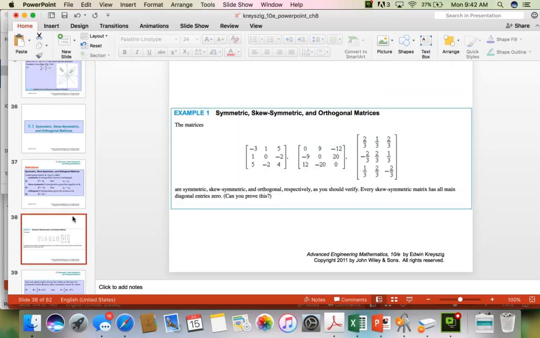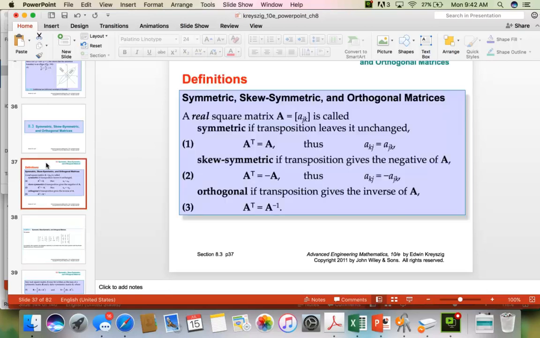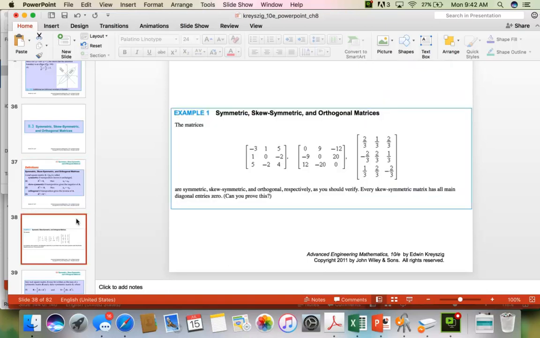So here are just some examples that show a symmetric matrix, a skew-symmetric matrix, and an orthogonal matrix. And obviously the way you would verify that these are true would be to do the operations listed here under items 1, 2, and 3. So doing the operations and proving whether or not they are true will determine whether or not the matrix is symmetric, skew-symmetric, or orthogonal.